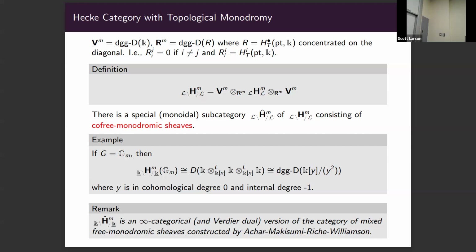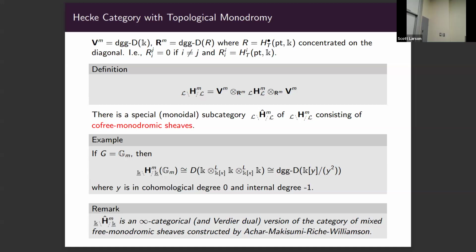And this has a lot of the same properties. I mean, this is a complicated category to study in principle, but it has a lot of the same properties. It's monoidal. It has a special subcategory of so-called co-free monodromic sheaves, for which there's some BGG type relationship between these and the equivariant ones we described before. And in a lot of cases, we can write out pretty explicitly what it is.